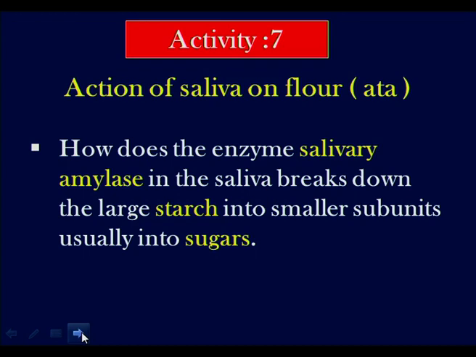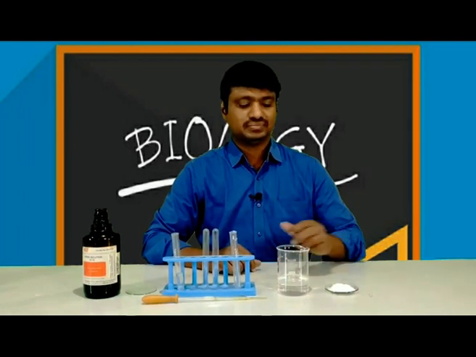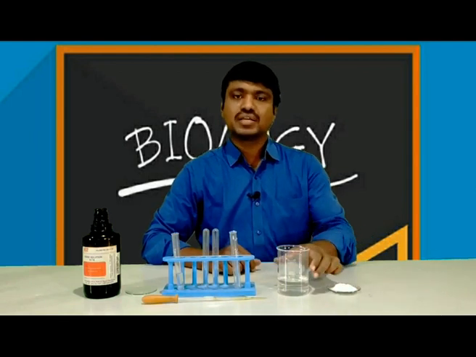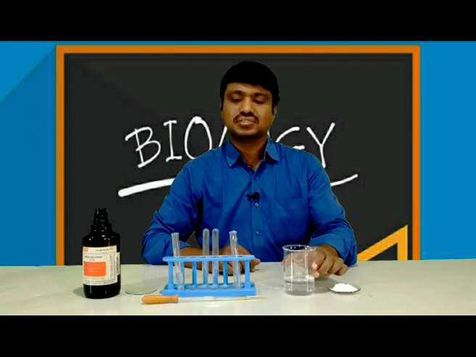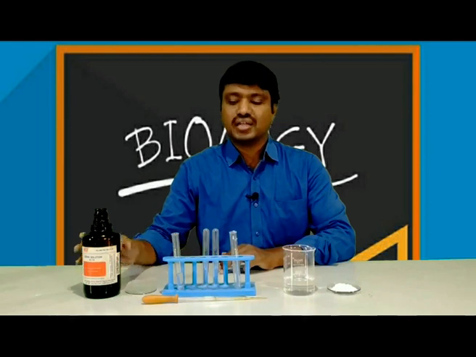Students, let us see activity 7, the action of saliva on flour. How does the enzyme salivary amylase in the saliva break down the large starch into smaller subunits, usually into sugars? Students, for doing this activity, the materials required are rice flour or starch solution, a glass beaker with normal water, test tubes, a watch glass, iodine solution and a dropper.